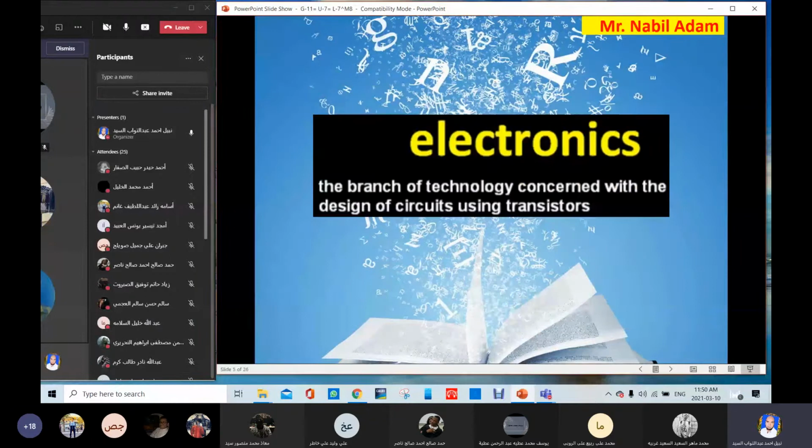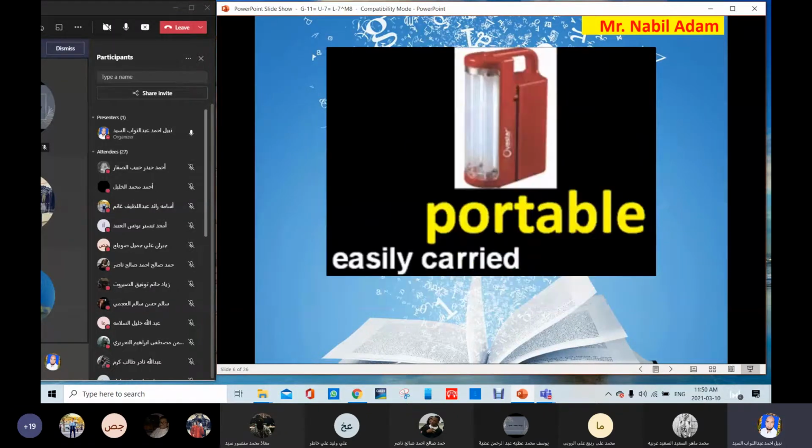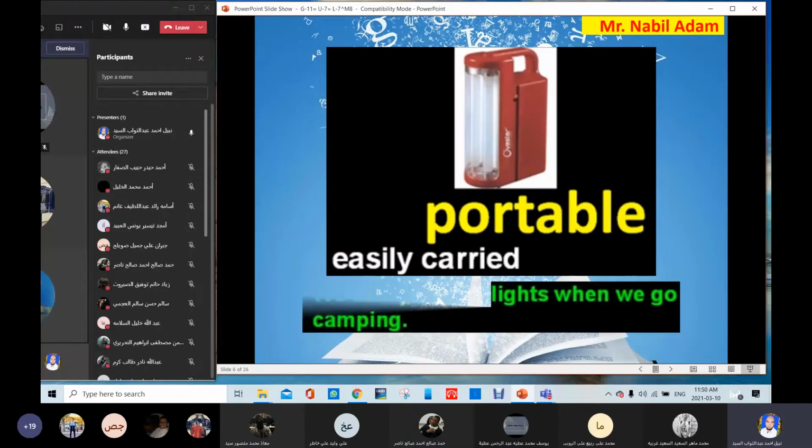Electronics: the branch of technology concerned with the design of circuits using transistors. Electronics is a study, the branch of technology. Advances in electronics mean that technology is already available. You can go to Al-Ghanim Electronics to buy what you need. Portable: easily carried. You've got a portable mobile, a portable radio, a portable torch or light. We take portable lights when we go camping in the desert.